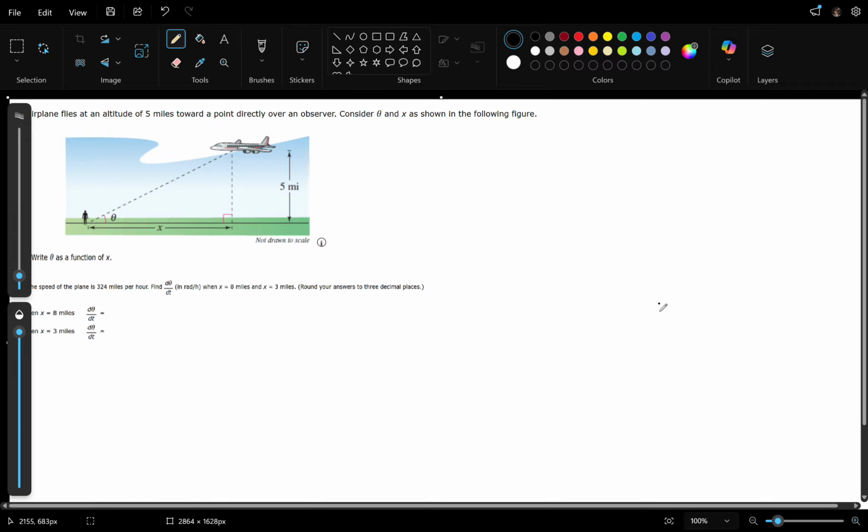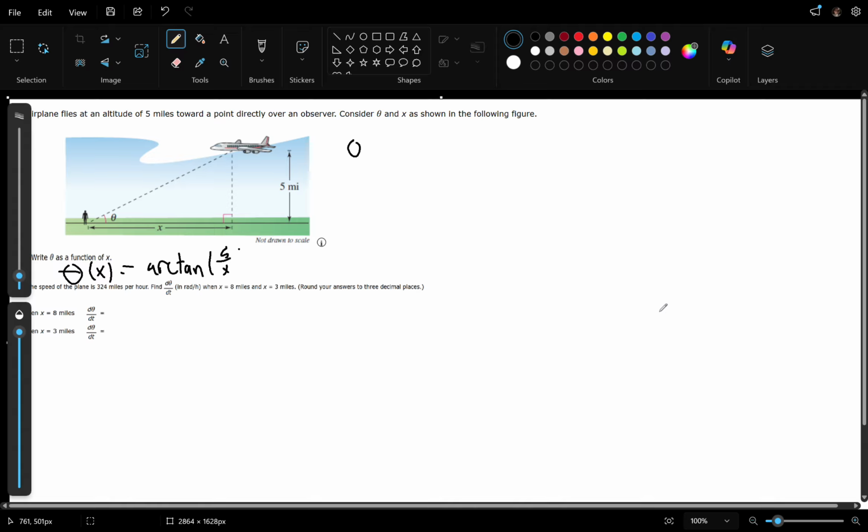In order to do that, we have to use the trig function. So we see that x is adjacent to theta and 5 is opposite, so we can use tangent. But because theta is equal to tangent, we have to use the inverse of tangent. That means, to answer the first question, theta of x equals arctangent of 5 over x.